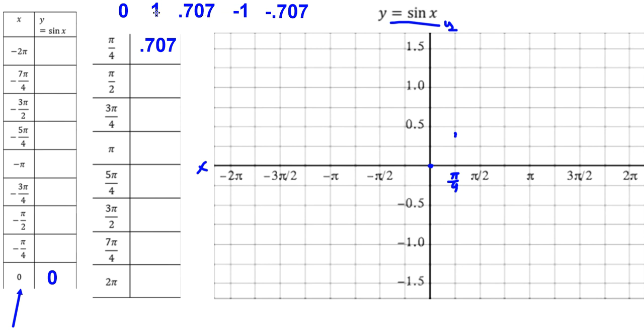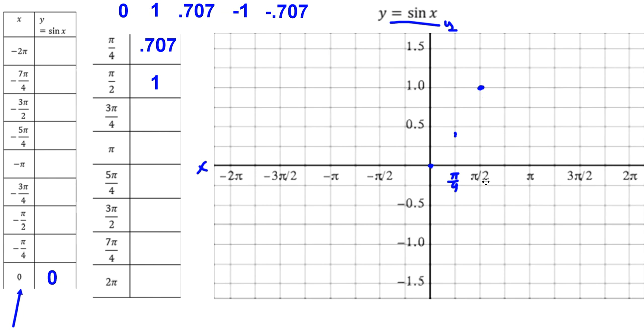Then I'm going to go up to pi over 2. You look on your unit circle, and that is going to be a 1. And then we come up to a 1. I'll plot that. Pi over 2, and it's a 1. All right? And it's not a straight line. We're going to have a curve.